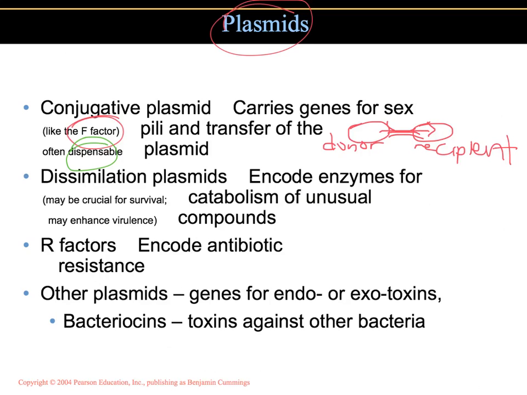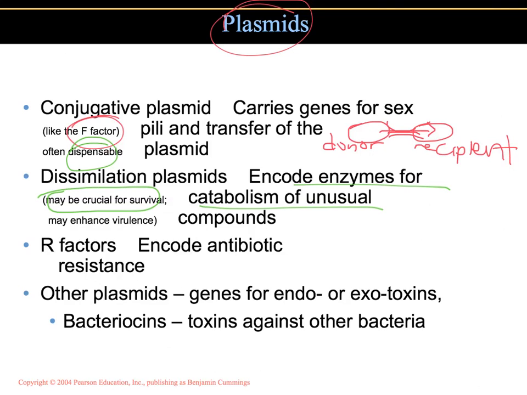But there are some that we call dissimilation plasmids. These are ones where the genes are crucial to the survival and the growth of the cell. So again, dissimilation plasmids are very crucial for the survival and the growth of the cell. These are not dispensable. For example, one might encode enzymes for catabolism of certain compounds in order to break them down. Maybe there are some unusual sugars or hydrocarbons that need to be broken down, and it's important for the cell to break this down. So a dissimilation plasmid may carry the catabolic genes to break that down.